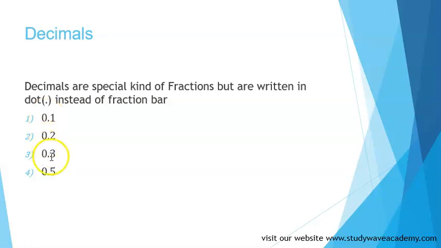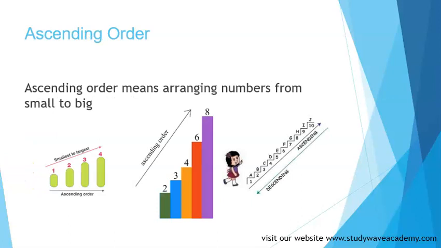So when you see a number with a point, it has a decimal point. Okay, we got that right. So we're going to be going over to ascending order. What do we mean by ascending order? Ascending order means arranging numbers from small to big.